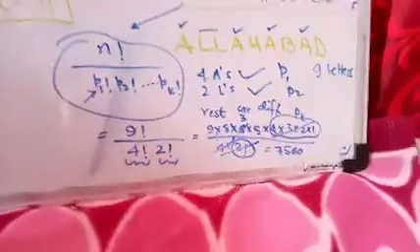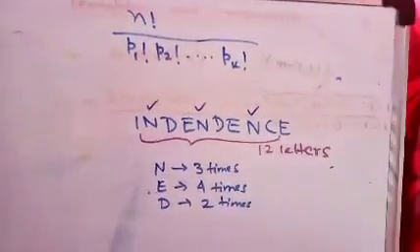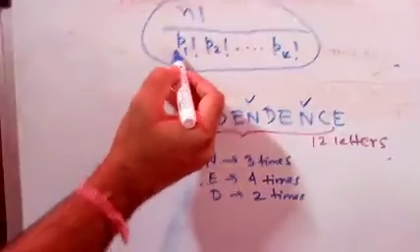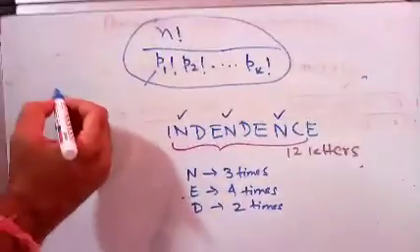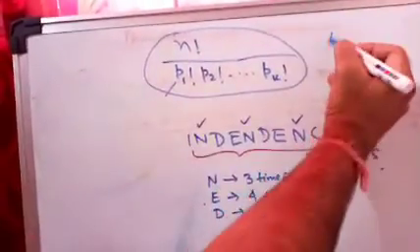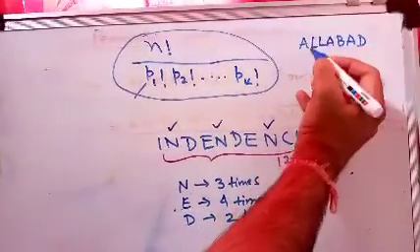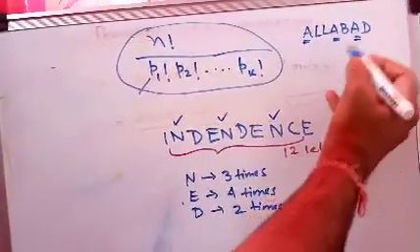Okay, so we derived this formula, right? If some letters in a word are repeated, like last time we discussed Allahabad, right? So we have discussed this word Allahabad, where A is repeated.